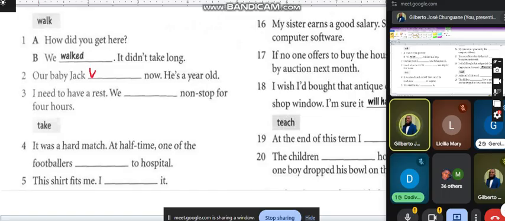So the answer is walks. We use the present simple. We're talking about a permanent situation that appears to be current at the moment. So it's the current stage at which the baby is at the moment, not necessarily that this action of walking is happening as we speak. So the answer is walks. Our baby Jack walks now. He's a year old.